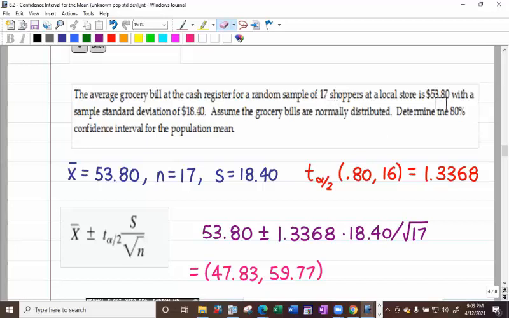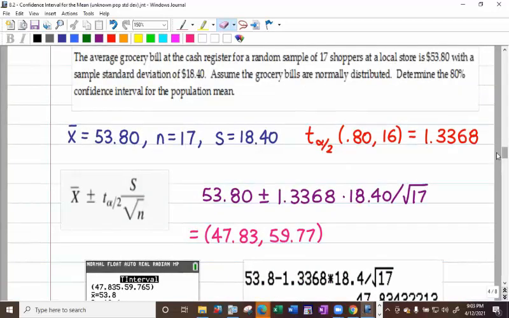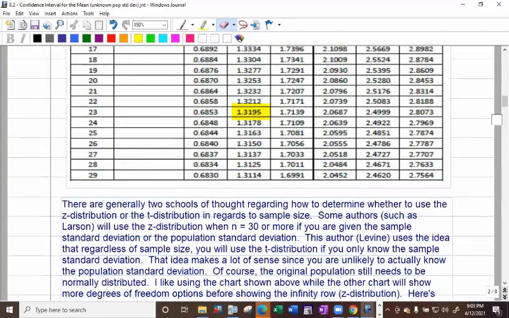17 shoppers, mean 5380, standard deviation 1840, 80% confidence interval for the population mean. So here it is using the formula. If n equals 17, that means we have 16 degrees of freedom, 80%. Second column, 16 degrees of freedom.